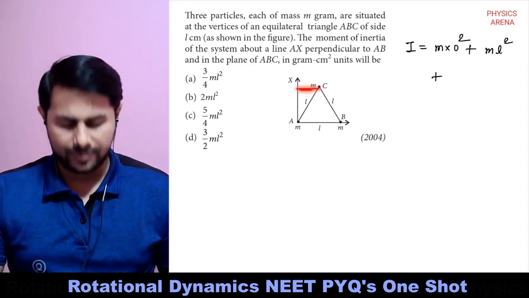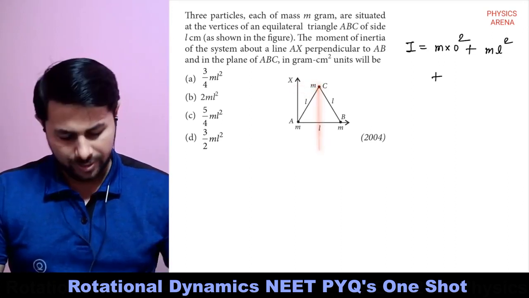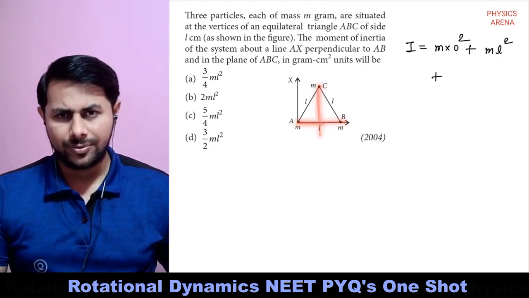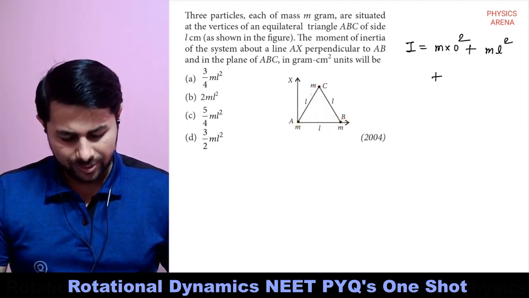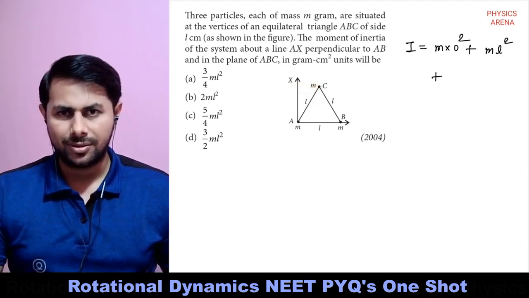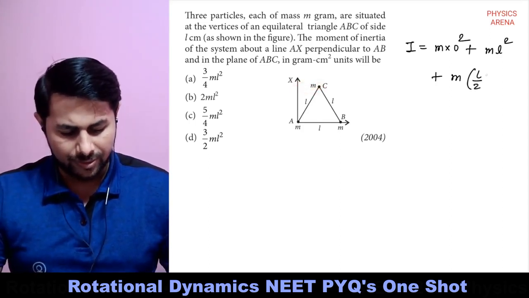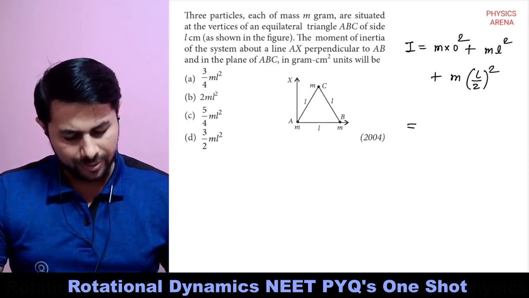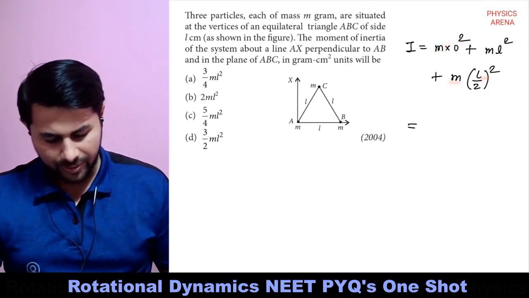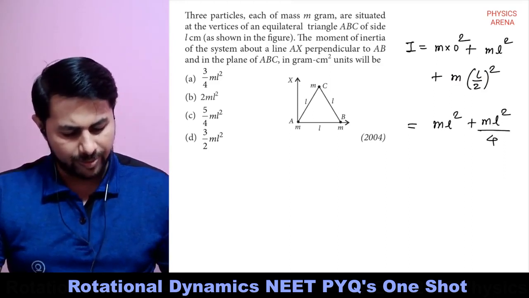So how much would be this distance? If this is an equilateral triangle, and you draw a perpendicular from here on this line, it will meet at L by 2, right? So its distance is L by 2 from the axis of rotation. So it is m multiplied by (L by 2) square. So this thing is 0, ml square plus this is ml square by 4. Okay, ml square plus ml square divided by 4.